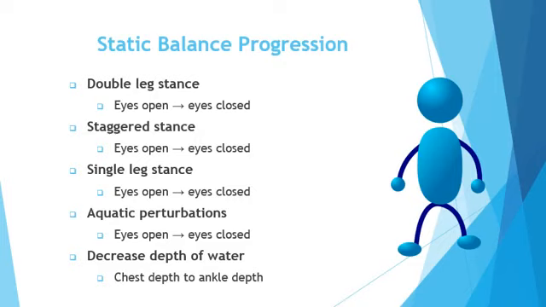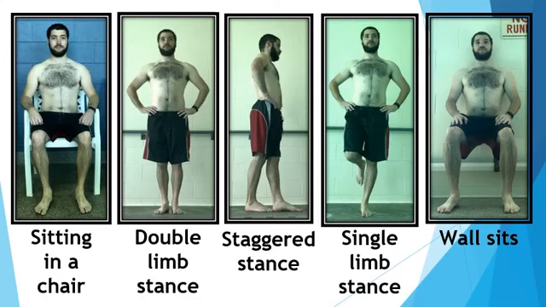In addition, you can change the intensity of the activity by asking your patient to perform it with their eyes closed. This can apply to any and all of these activities. Here is a suggested progression. You can start by asking your patient to sit in a chair.